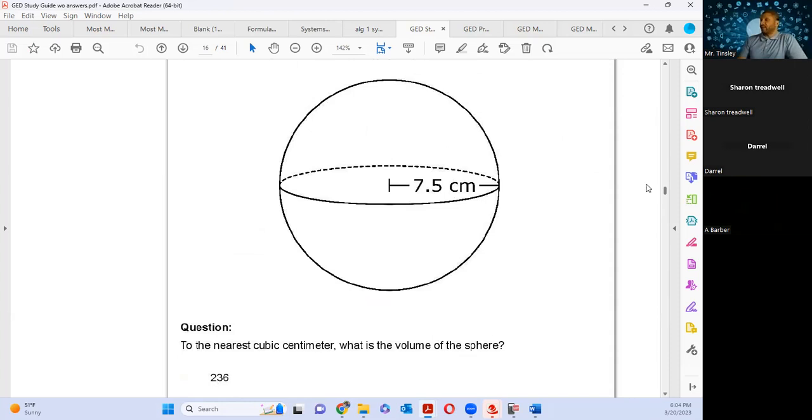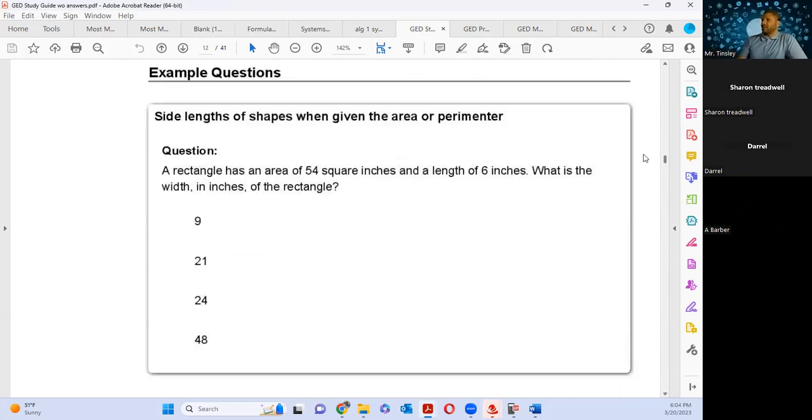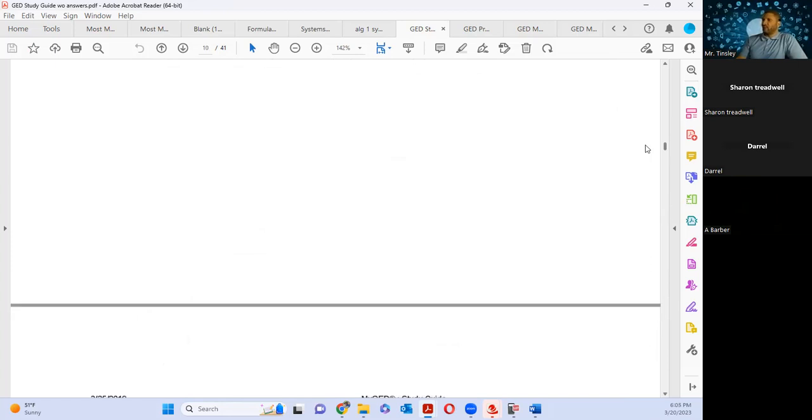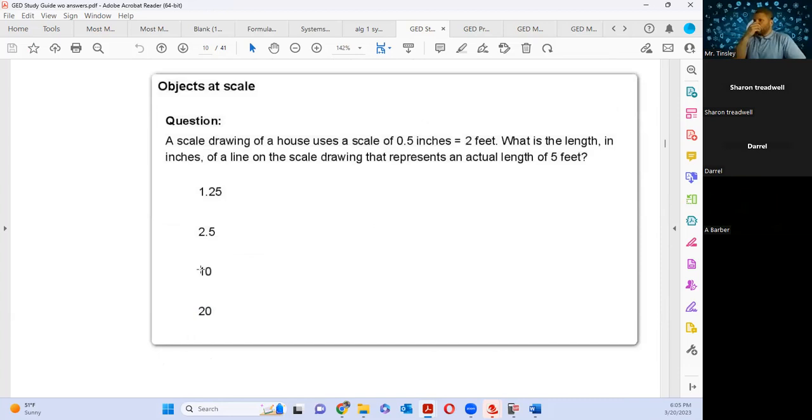If I can find it here. And again, this GED study guide is a 40 question. Here we go, right here. A scale drawing of a house uses a scale of 0.5 inches to 2 feet. Well, that's your first ratio. That's your first comparison. Every 0.5 inches is equal to 2 feet. So you set that ratio up first. So 0.5 inches is to 2 feet.